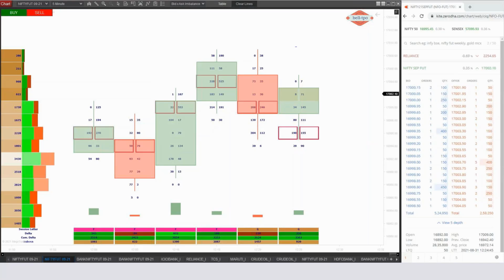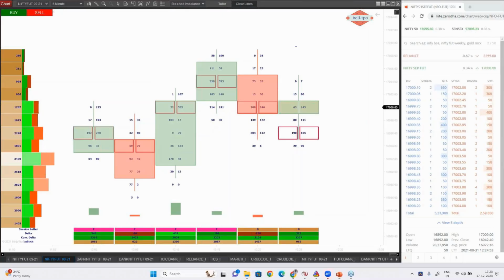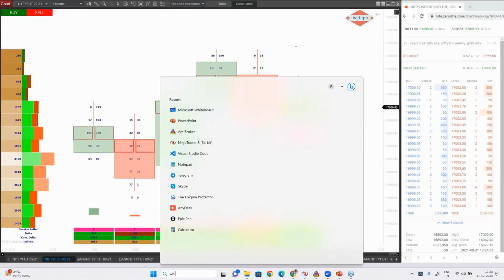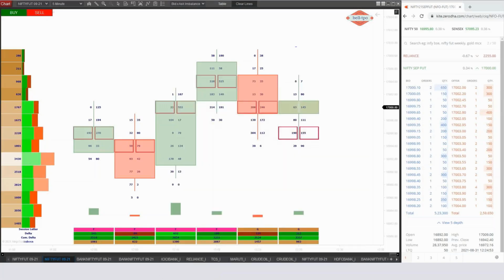Maybe I'll try to explain this with a very simple example. For that, I'm going to go to the whiteboard here. Let me pull up the whiteboard. Once we are done with that, we'll come back and then watch this small video on how the market depth happens.